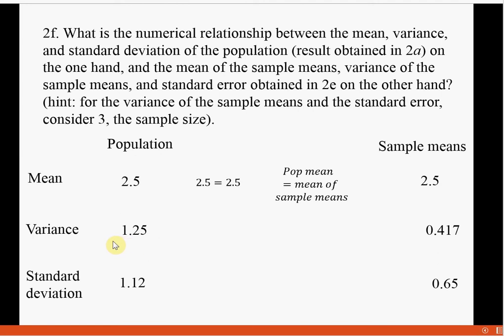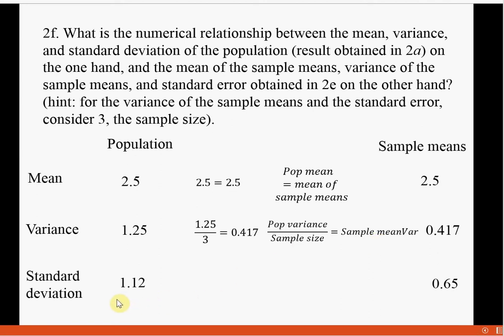Now, between the population variance 1.25 and the variance of the sample means, what's going on here? Well, if you use 1.25 divided by 3, you should obtain 0.417. What is the 3 here? Look at the hint: for the variance of sample means and standard error, consider 3 the sample size. The 3 is the sample size. So this relationship tells us that if you use the population variance divided by the sample size, you should obtain the variance of the sample means.